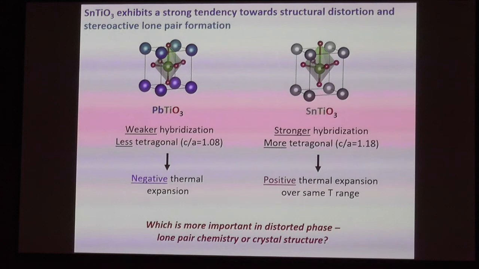Okay, so this is just summarizing what I just said. In lead titanate, the C over A ratio is closer to 1. It's less tetragonal. In tin titanate, you have stronger hybridization. It's more tetragonal and has positive thermal expansion. So then which is more important in the distorted phase? Is it the lone pair chemistry or the crystal structure?